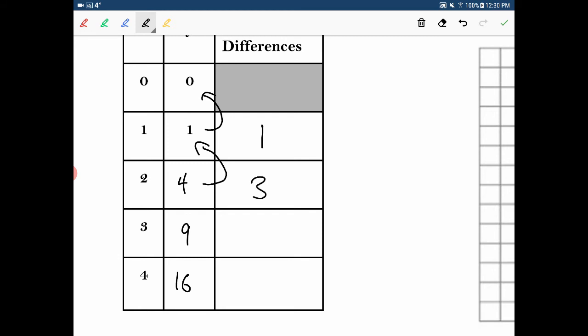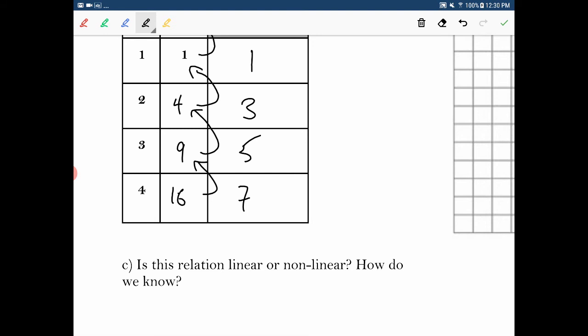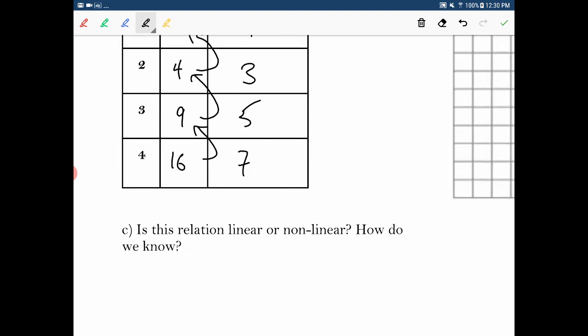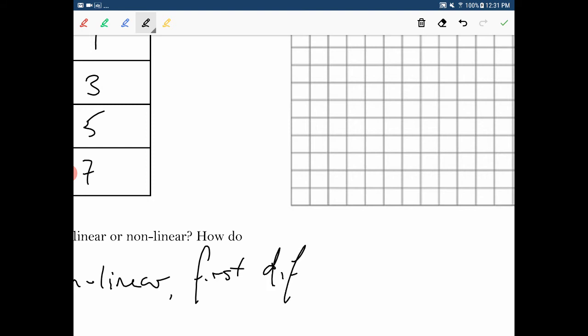Now, right off the bat, we know this is not going to be linear because the first two were different. But we're going to keep going because you never know, you might have made a mistake. And we're going to get 5. Pretty good indication here that it's not, and then we've got 7. All right, so this is clearly not linear. We can even fill out part C before we do B. Non-linear. The first differences are different.